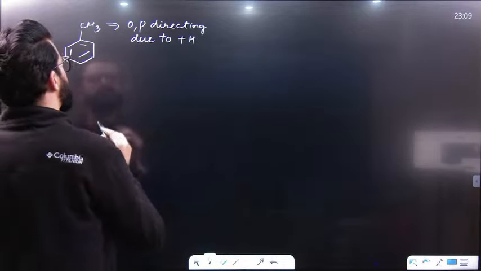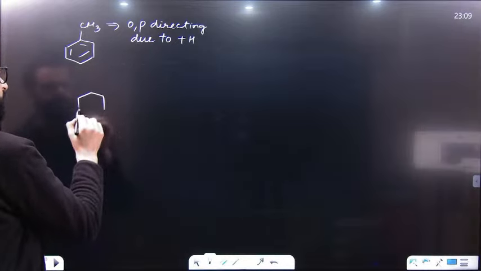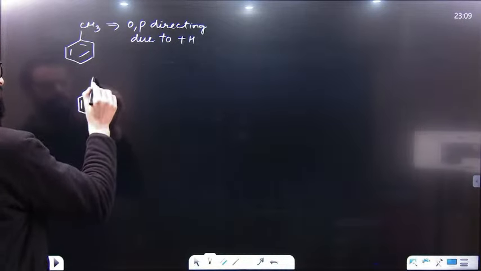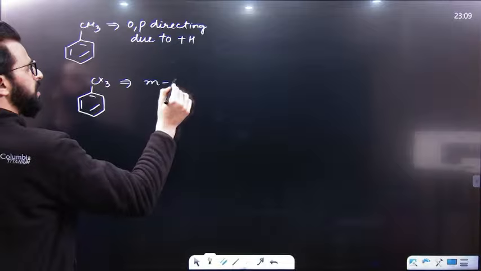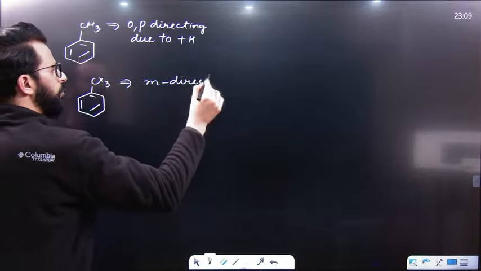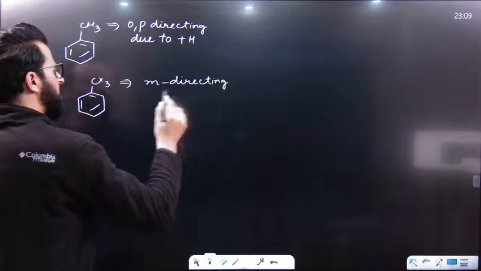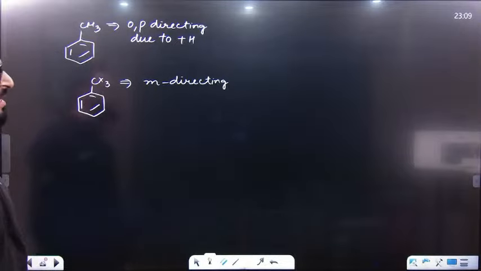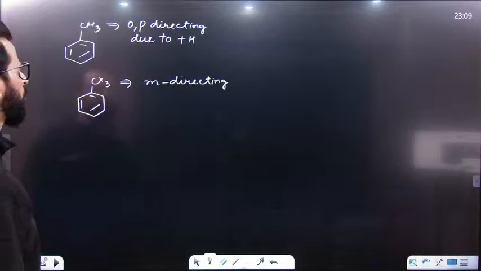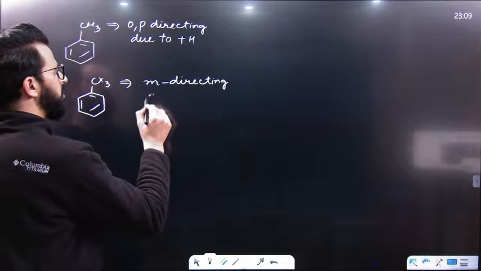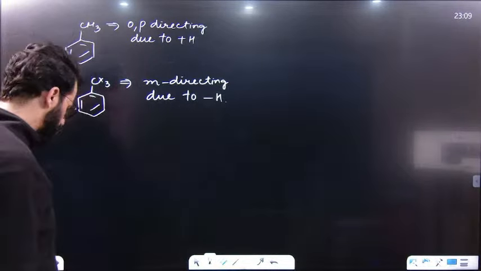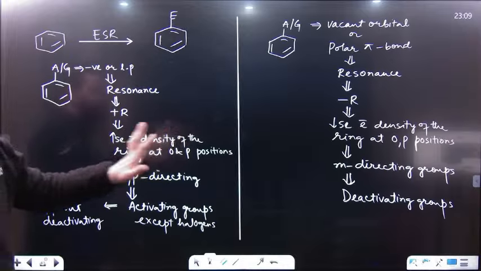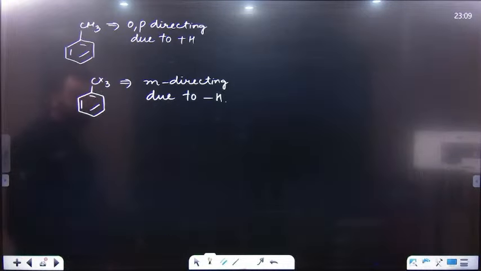This is due to hyperconjugation or plus H. Similarly, if you have a CX3 group, it is meta directing. That means it decreases electron density by withdrawing electrons away from the benzene ring and decreases electron density at ortho and para positions. So this is meta directing due to reverse hyperconjugation or minus H. These are a few points which you must remember.